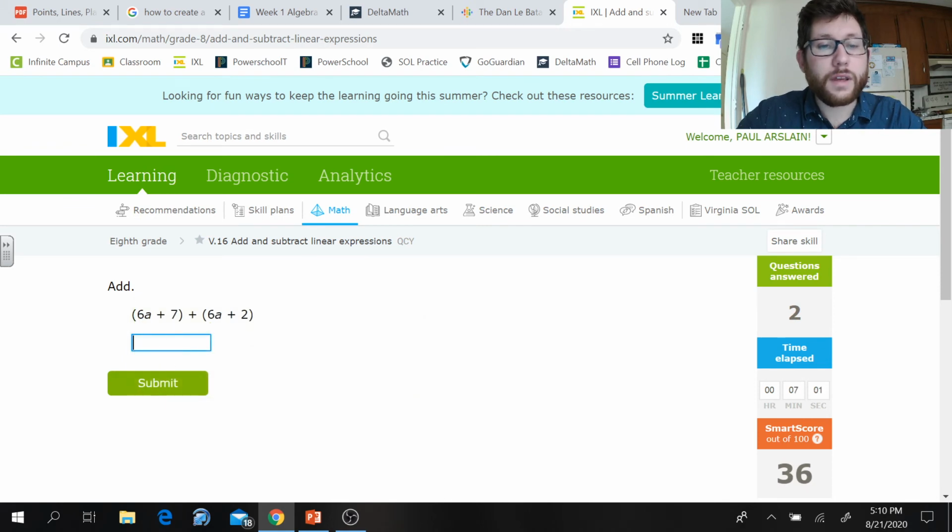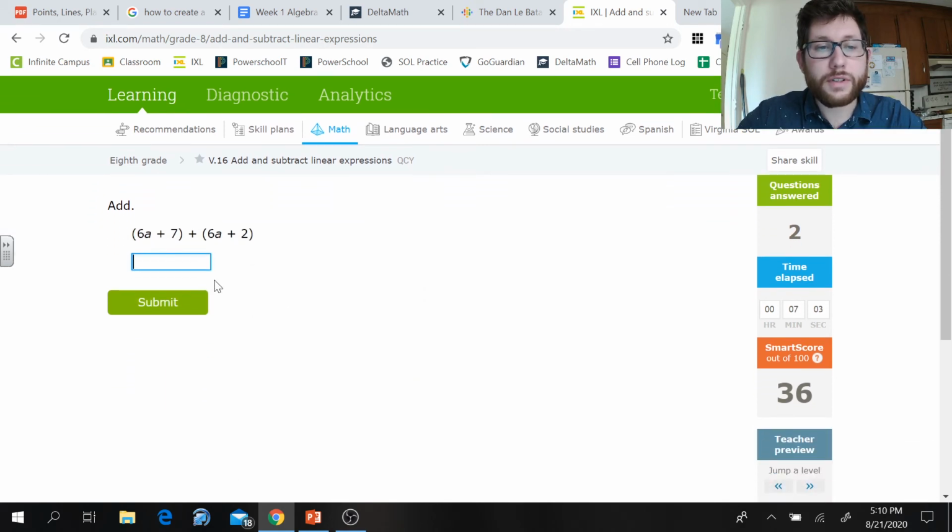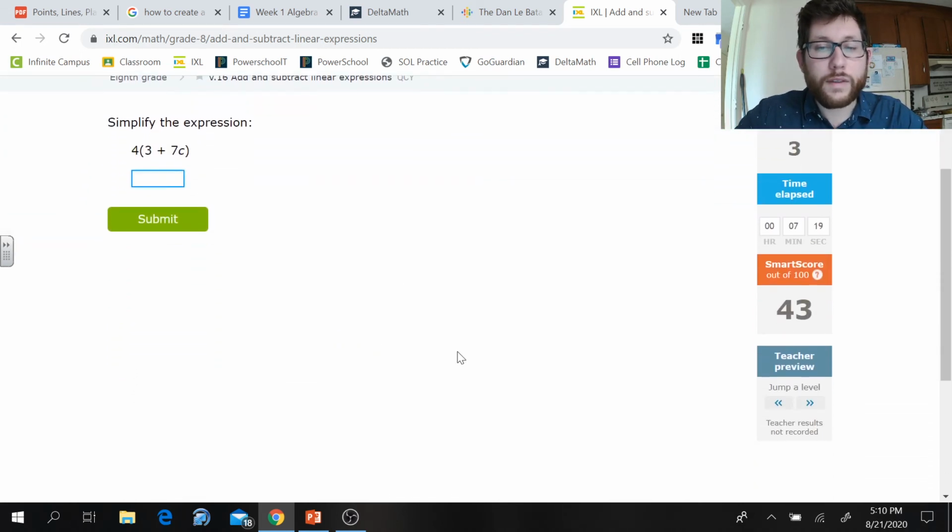All right, let's look at one last example. Notice here we've got some parentheses. So what we're going to do is combine; notice the addition, that's going to distribute, that's all going to say addition. So 6a plus 6a, that's 12a, plus 7 plus 2, and that's going to get us to 9. And so continue on working on these until you get up to a 70.